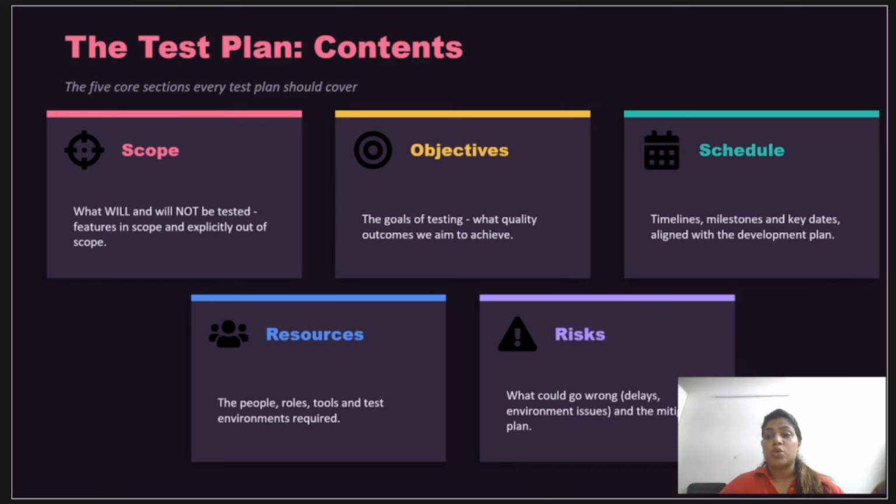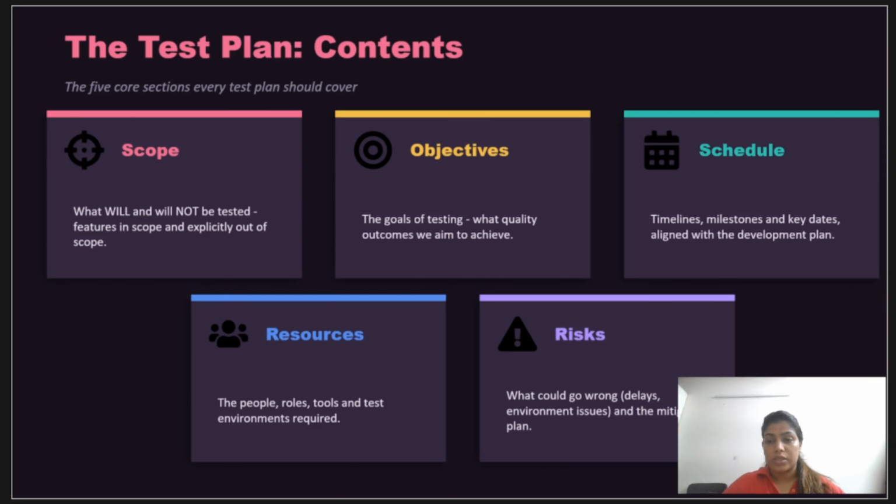Objectives. This is what we are trying to achieve, the quality goals. For example, verifying that all the payment flows are working across the supported browsers. So that's objectives or goals. Then is the schedule. So the timelines and the milestones, aligned with the dev plan. When does test execution start? What is the deadline? What are the checkpoints? That is what we try to put up in the schedule.